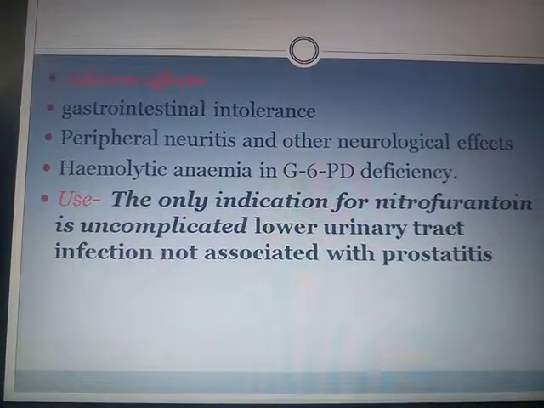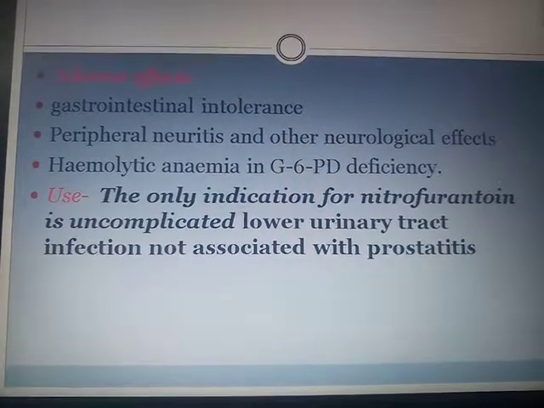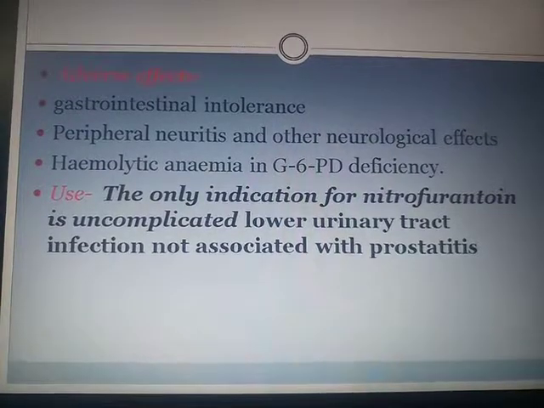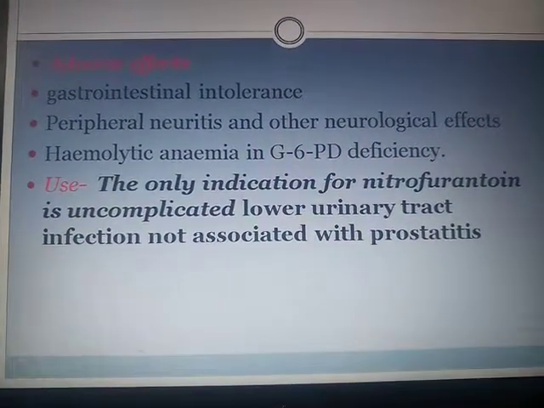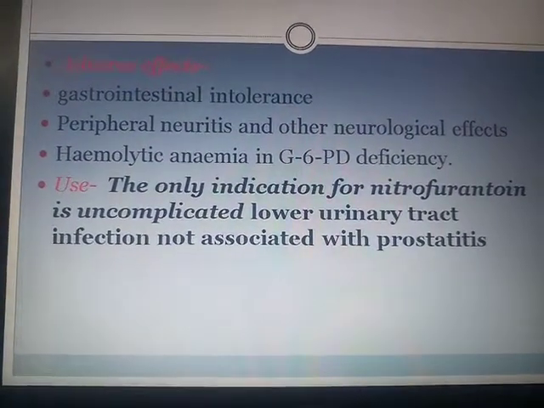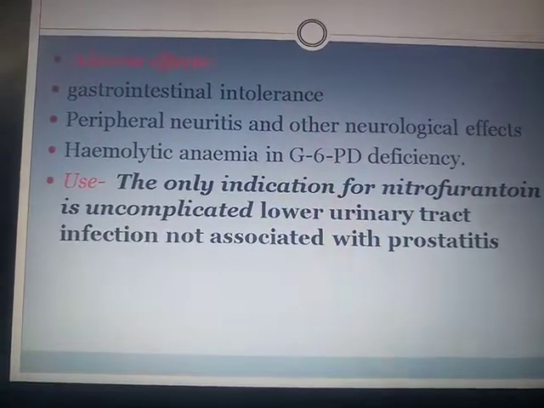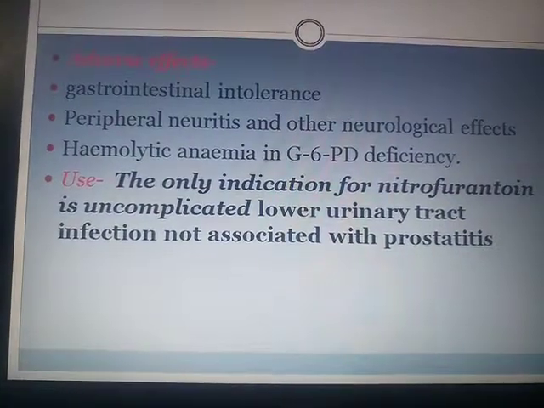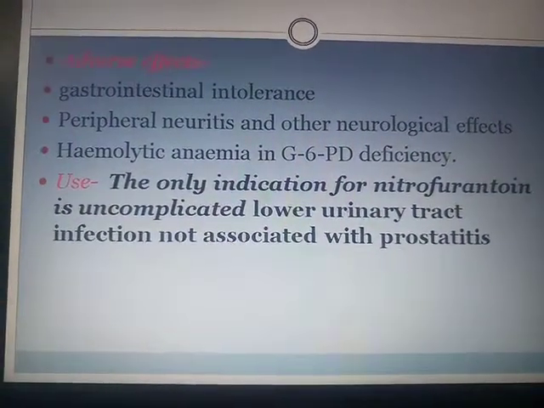Adverse effects are gastrointestinal intolerance or GI disturbances. There is a chance of peripheral neuritis, other neurological effects, and hemolytic anemia in G6PD deficiency individuals. The only indication for nitrofurantoin is uncomplicated lower urinary tract infection not associated with prostatitis. If there is no indwelling catheter and no prostatitis, it is an uncomplicated lower urinary tract infection, then you can go for nitrofurantoin.